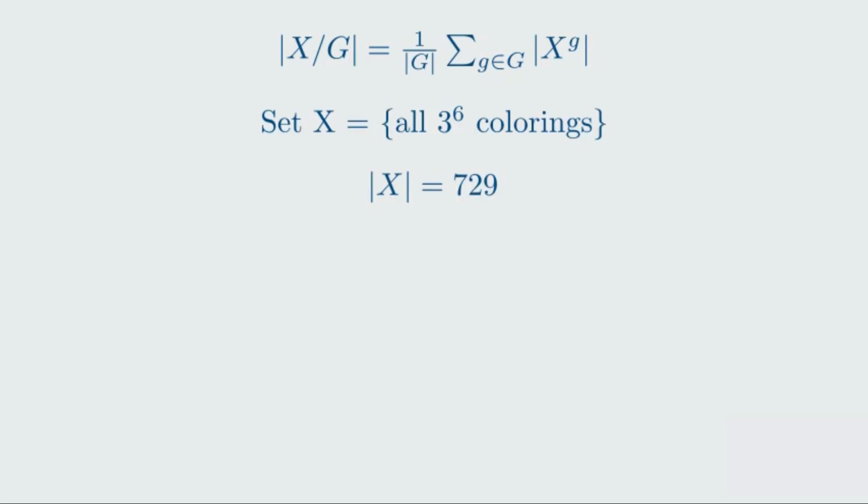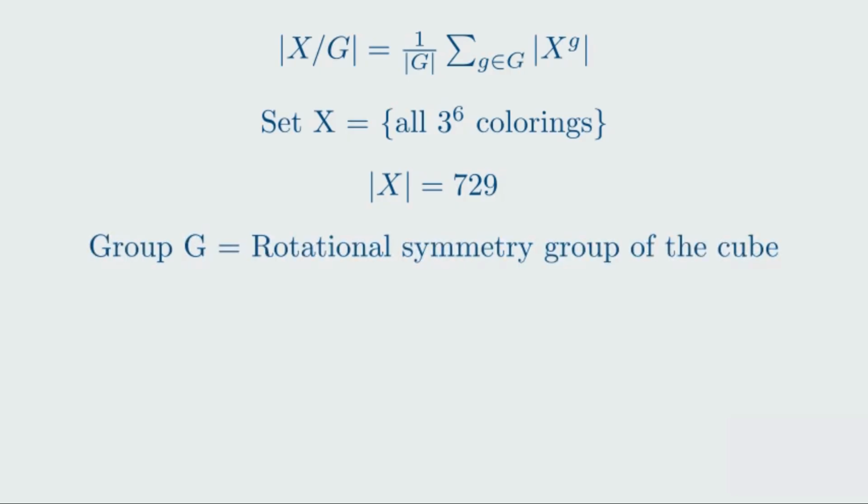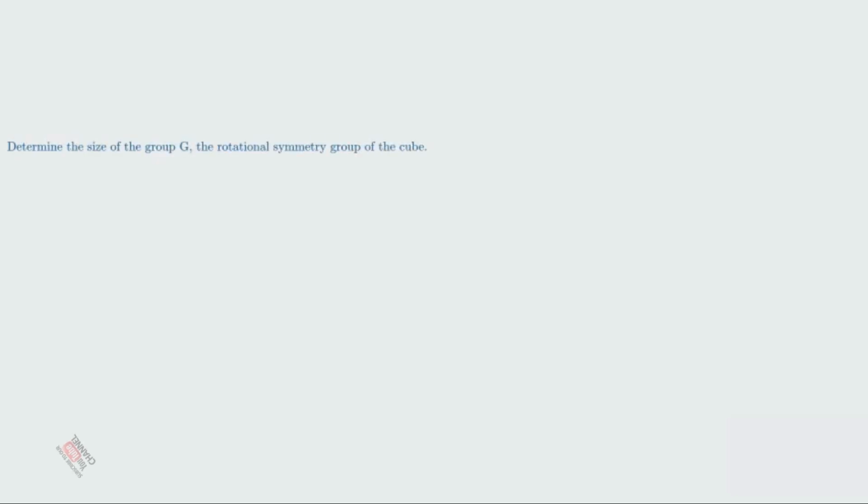The group G is the rotational symmetry group of the cube. We need to figure out its size, which is the number of distinct rotational symmetries. We'll call this group G. For each element g in this group, that is, each rotation, we need to find the number of colorings, X sub g, that are left unchanged by that specific rotation. Before we apply the lemma, let's determine the size of our group G, the rotational symmetry group of the cube.